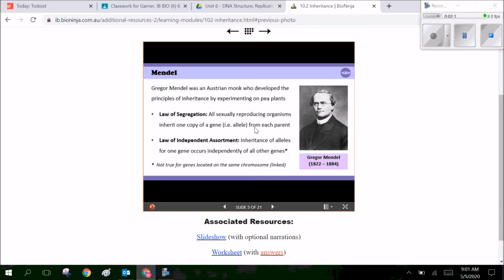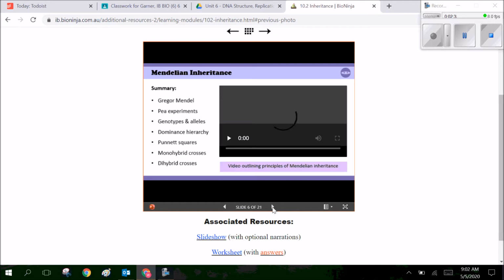And then there's the law of independent assortment, which means that the alleles that you inherit are independent of other ones. So, so long as the genes are unlinked, it's not more or less likely that you'll receive a certain allele if you receive one. Of course, if they're linked, that is not the case. If the genes are linked, then you're going to have to inherit one with the other.